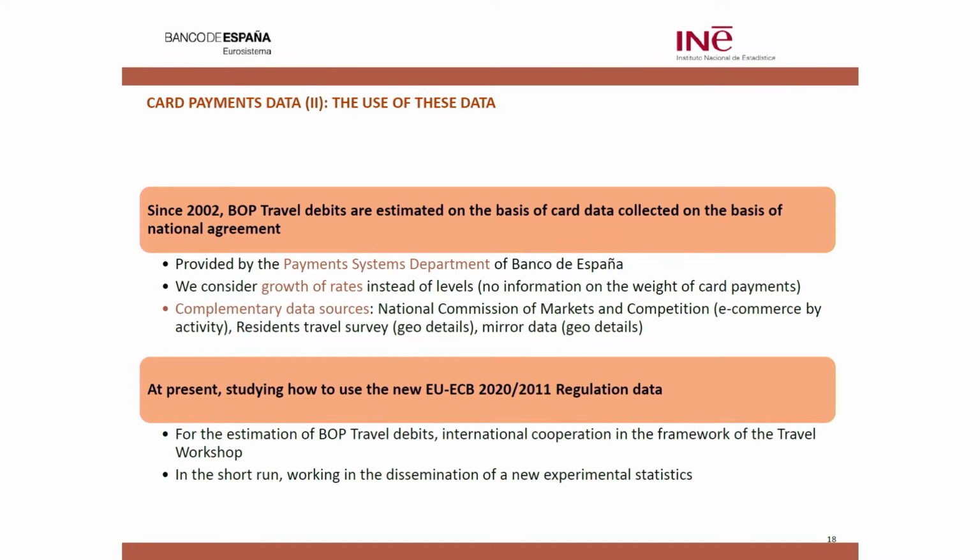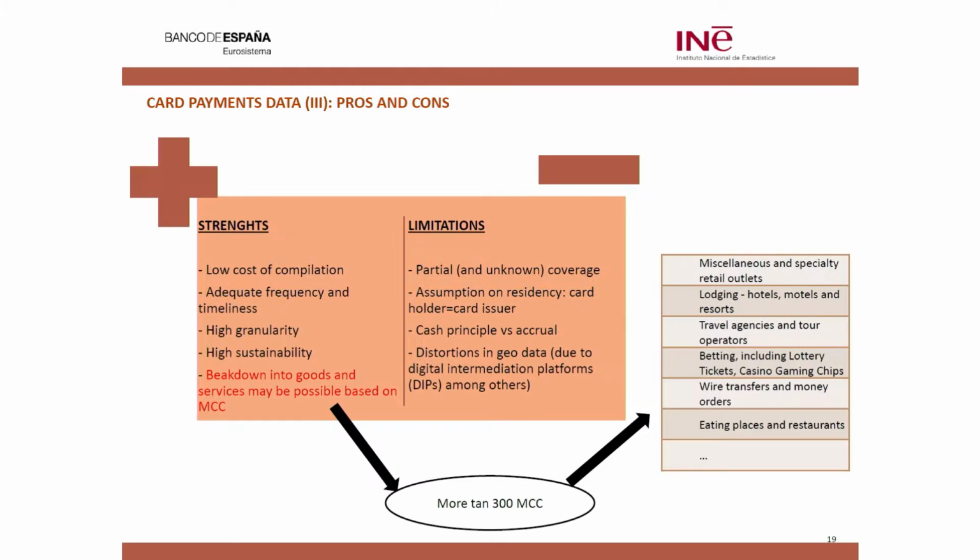With respect to the regulation, at present we are studying how to use this data for estimation of the BOP travel debit. Here the cooperation with other compilers in the framework of the working group, the travel workshop, is very important. In the short run, we are also working on the dissemination of new experimental statistics. In this slide, you can see the main strengths and limitations of the card data. In addition to the granularity and timeliness that I mentioned before, I would like to stress the importance of the breakdown by MCC. This is a list of more than 300 codes.